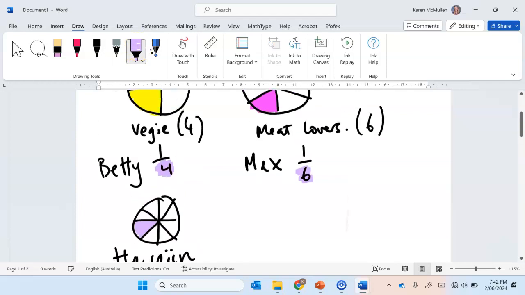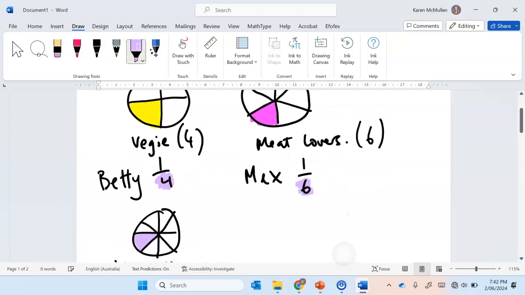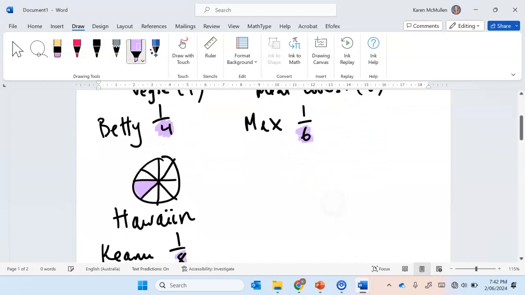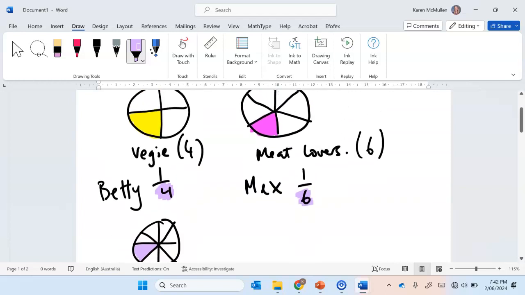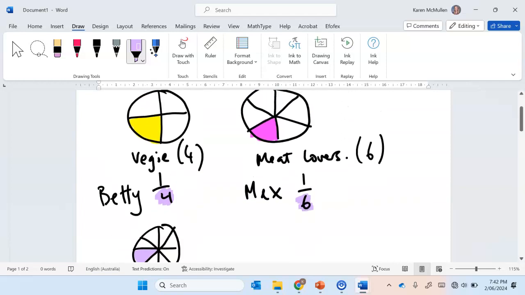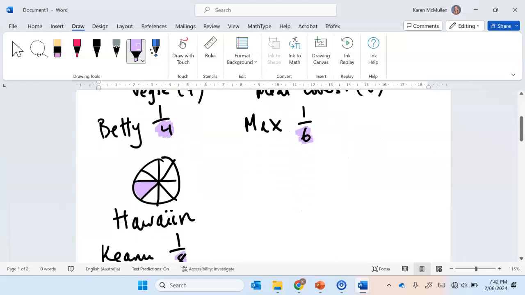So you can see from Betty, Max, and Keanu, he gets a smaller amount. So he goes hungry and he's like, oh, I want some ice cream, please. But poor Betty, she's like, I'm done with a quarter of a pizza. And then Max is like, I'm okay, but I might need some ice cream later. But then maybe there's another pizza that comes along.